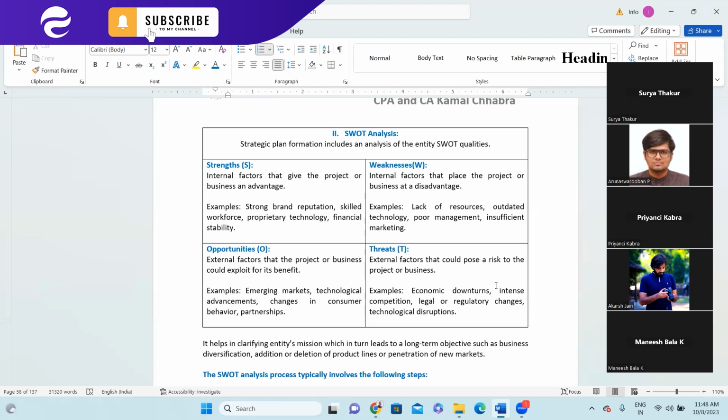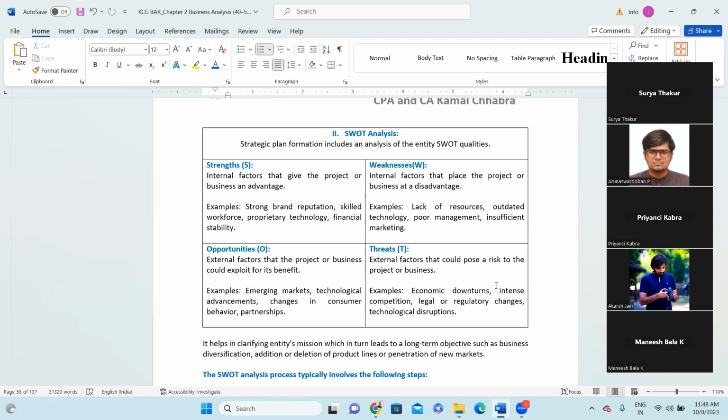Second is weaknesses. What all comes under the weaknesses? It is again an internal factor, an internal factor that places the project or business at a disadvantageous position. So that may be lack of resources. You have opportunities, but you do not have the resources to avail that opportunity, or you do not have the skilled resources to work on it, right?